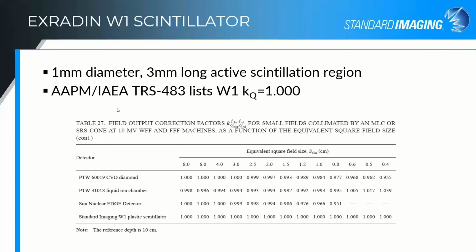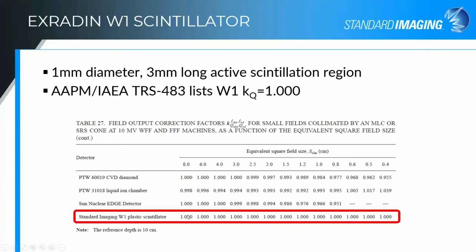One of my favorites is the small field protocol that was the joint publication from the AAPM and the IAEA, which lists the W1 with a KQ of 1 for every table it shows up in, all the field sizes it shows up in. And this really is a testament to the water equivalence of the detector. The change in the spectrum, the change in the beam quality that happens as the field sizes are collimated down doesn't affect the response because this is a water equivalent plastic.